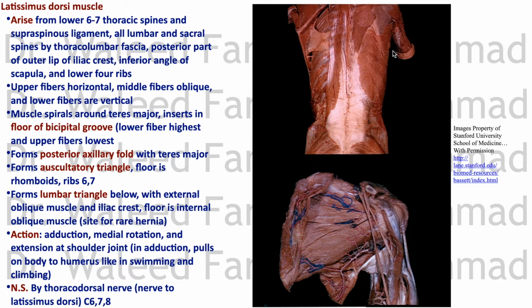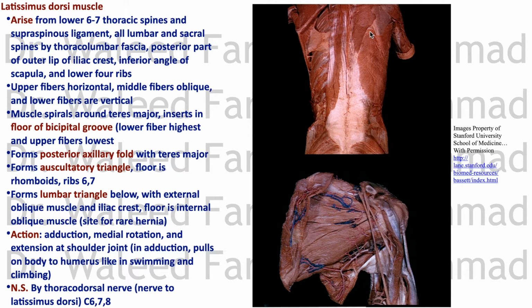The upper fibers are horizontal, the middle fibers are oblique, and the lower fibers are almost vertical. Now, if you observe here, this is called the auscultatory triangle, between the trapezius, the upper border of the latissimus, and the medial border of the scapula. The floor is the rhomboids major and minor, mainly the major muscle. This is where you can hear the lungs and the heart best because there are fewer layers. It's only the rhomboids and the thoracic cage.